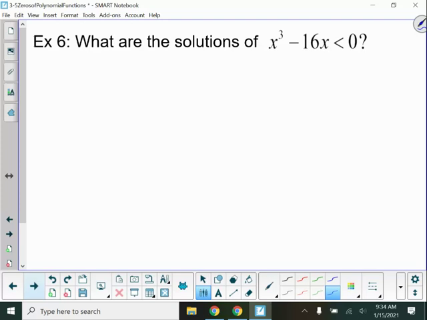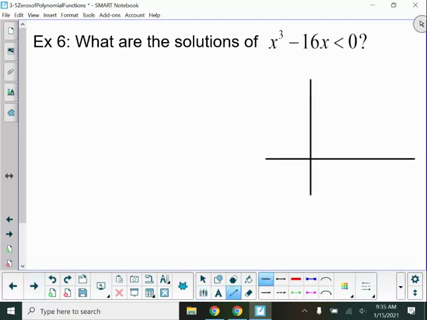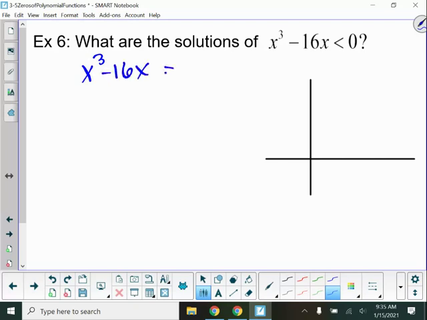Example 6 is the last one we're going to look at in this section. It says, what are the solutions of x cubed minus 16x is less than 0? So we are going to use a graph to sketch this out. We're also going to factor this. So I'm going to set this equal to 0 instead of using the inequalities for right now, just so that we can get an idea of what the factoring would look like.